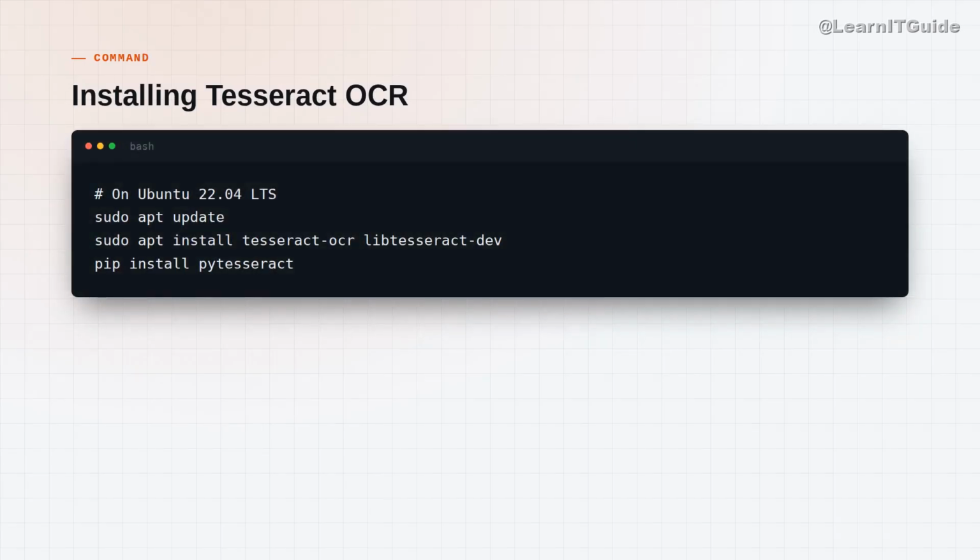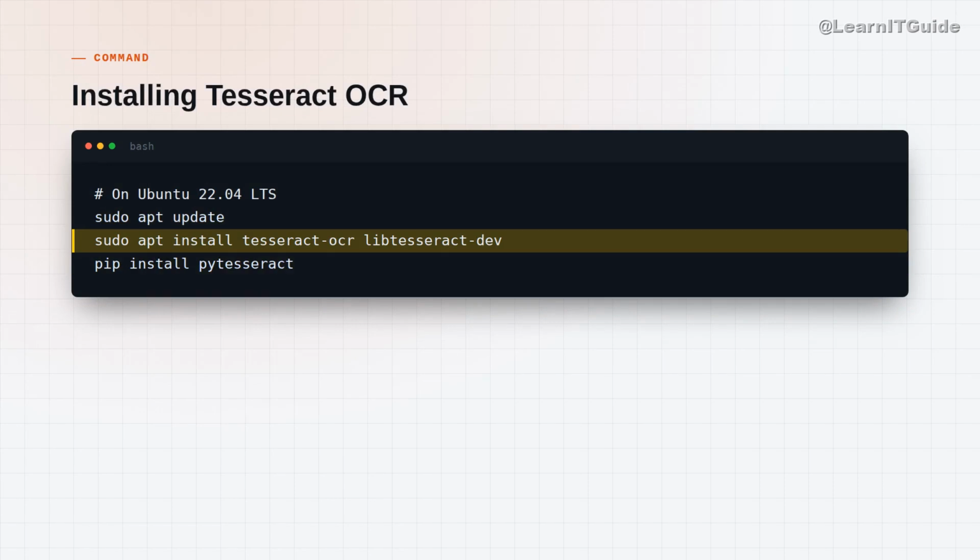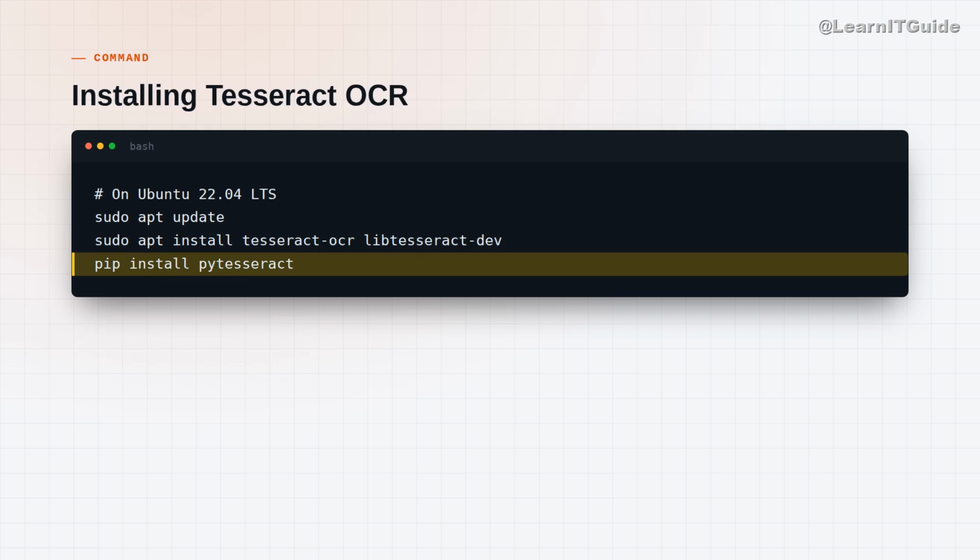To implement this, you need the Tesseract engine. The commands on screen show you how to set this up on Ubuntu. Notice we installed both the binary and the development headers. Without the headers, your Python wrapper will fail to compile. Once installed, the pip package acts as a bridge for your code to talk to the engine.